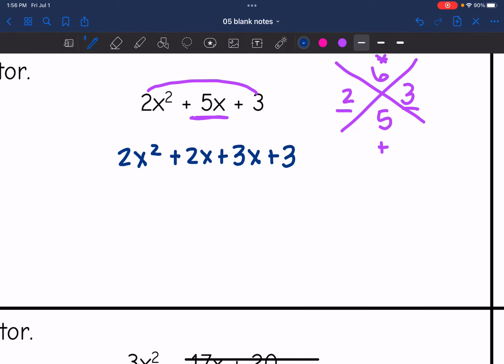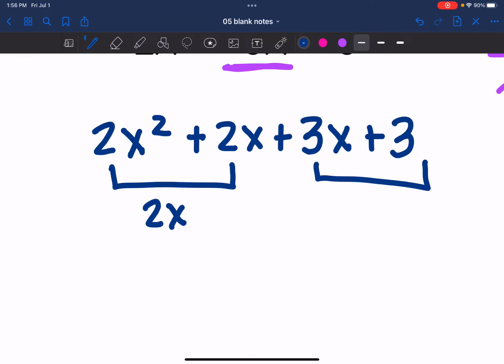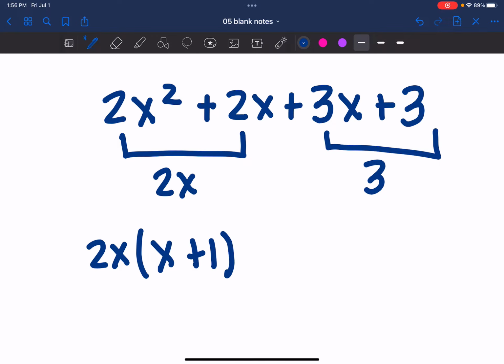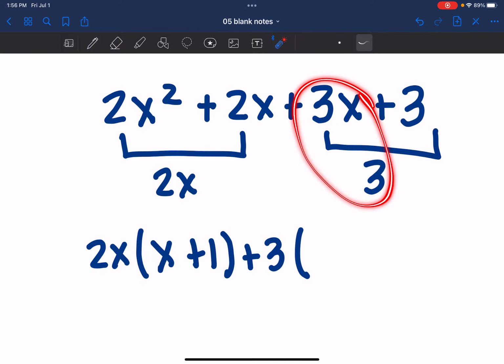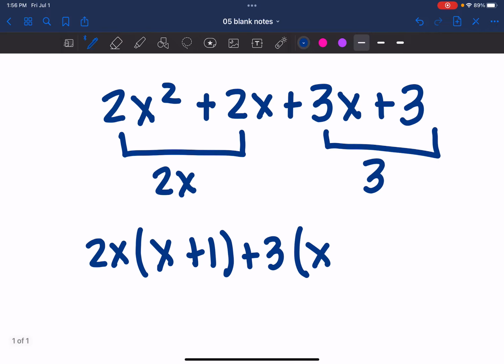And now that I have four terms, I can factor this by grouping. So let's go ahead and do that. Let's group this. The GCF of 2x squared plus 2x would be 2x. And then let's group this right here. 3x plus 3, the GCF of that would be 3. So I'm going to get 2x times x plus 1, since 2x squared divided by 2x is x, and 2x divided by 2x is 1. And then the GCF of the next group was 3. 3x divided by 3 is x, and 3 divided by 3 is 1.